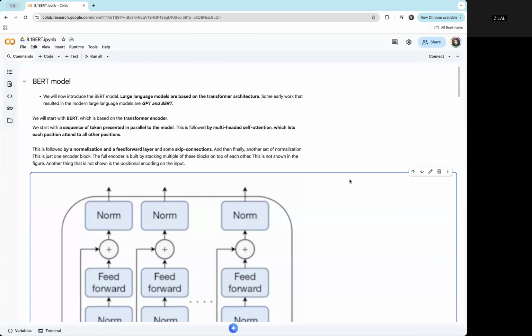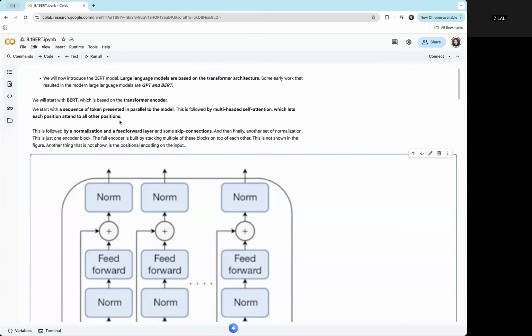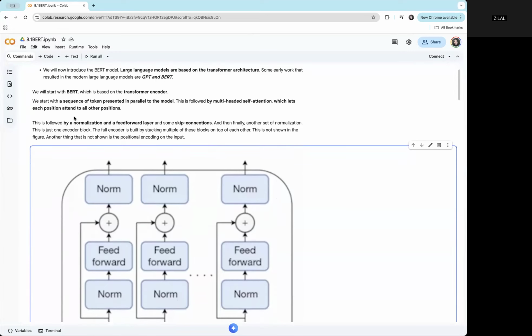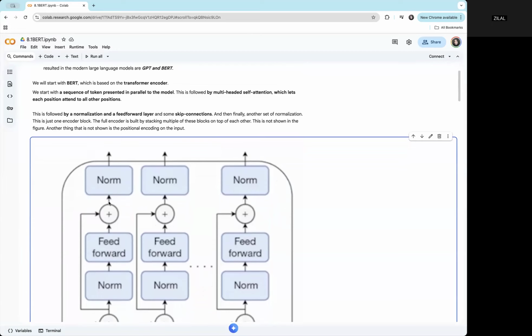We will introduce the BERT model. Large language models are based on the transformer architecture. Some early work that resulted in the modern large language models are GPT and BERT. And we will start with BERT, which is based on the transformer encoder.